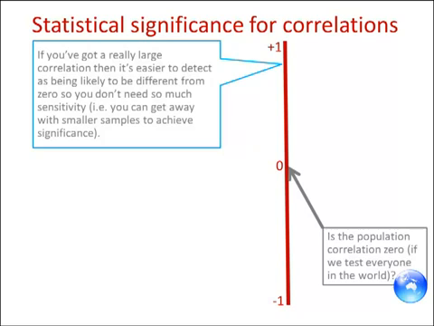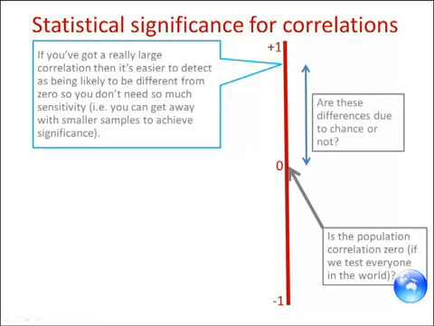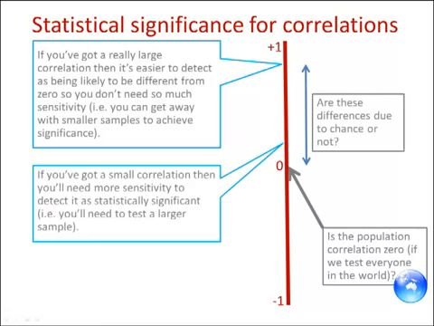What this means is if we've got a really large correlation, it's very easy to detect it as being different from zero. So we don't need so much sensitivity; we can get away with a much bigger margin of error. However, if we're looking for a very small correlation, we need a lot more accuracy to detect it as being different from zero. That is, we need to test more people, simply because it's closer to zero.